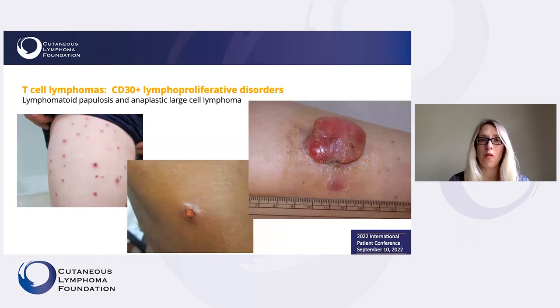Now, there's another form of cutaneous T-cell lymphomas called the CD30 positive lymphoproliferative disorders. This includes an entity called lymphomatoid papulosis, which is not really a cancer, and then other tumors and forms of cancer called anaplastic large cell lymphoma.